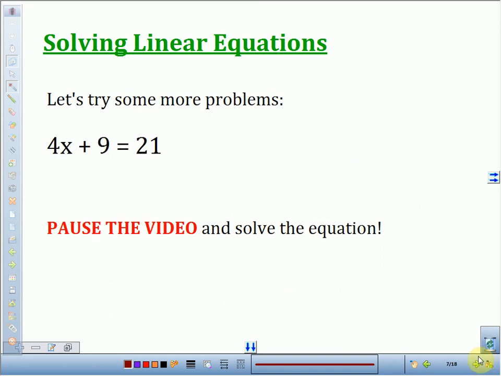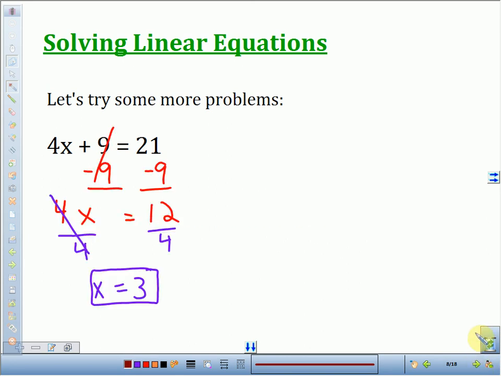Now I want you to solve this equation on your own. I'll give you a second, pause the video, and then I'll show you the answer. Here we have the solution to this equation. All we have to do is perform the two operations, subtraction and then division, and we get x equals 3.